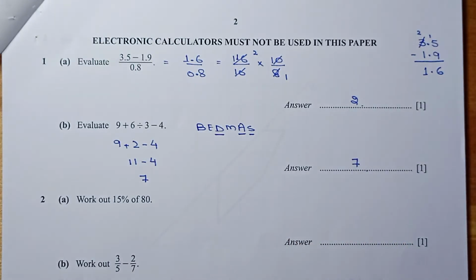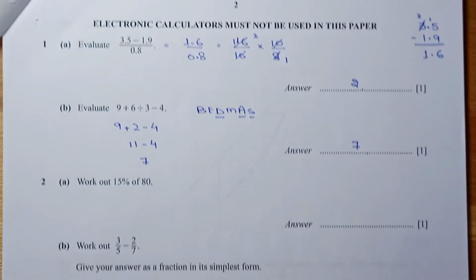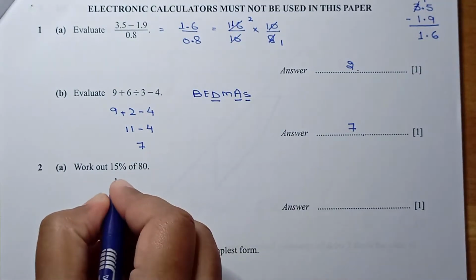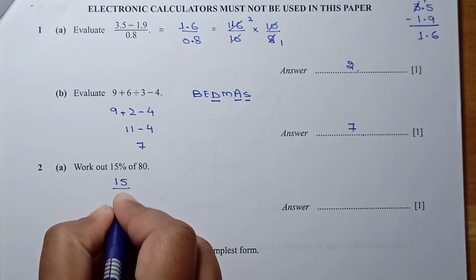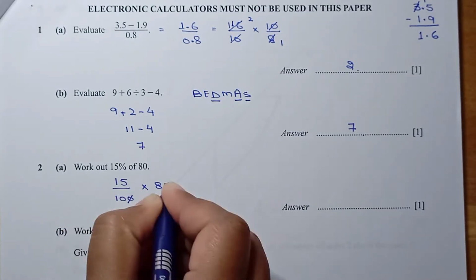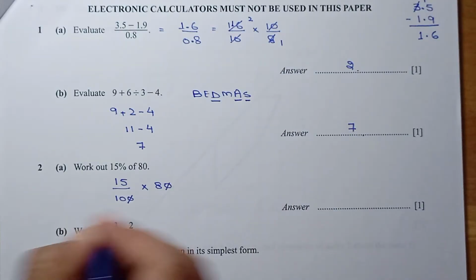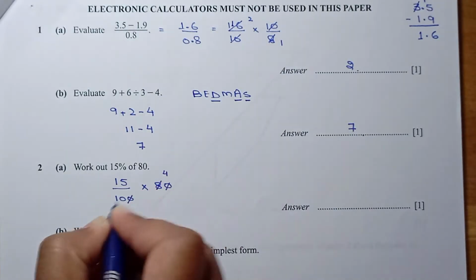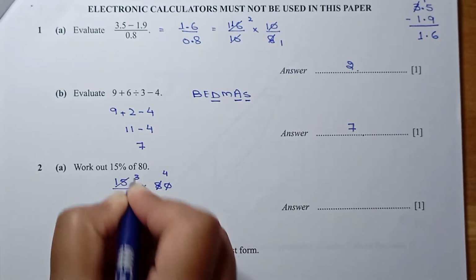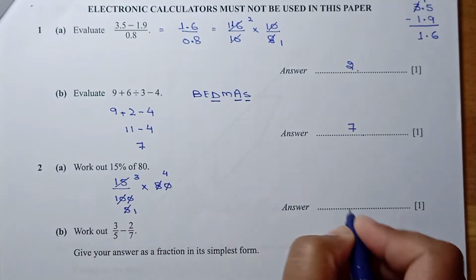Okay, now for question number 2, in A part we need to work out 15% of 80. So 15% of 80 is 15 over 100 times 80. So 0 is cancelled with 0. 2 times 4 is 8 and 2 times 5 is 10. 5 times 1 is 5 and 5 times 3 is 15 and 3 times 4 is 12.